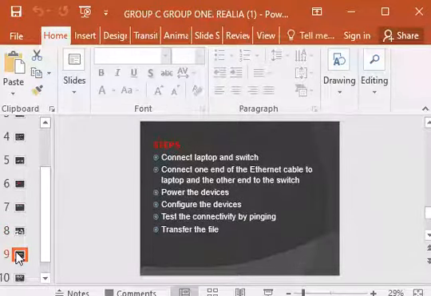So what are the steps? The first one is to connect your laptop to the switch. You connect one end of the Ethernet cable to the laptop and the other end to the switch, and then you power the devices, configure the devices, and then you test the connectivity by pinging, and lastly you transfer the files.